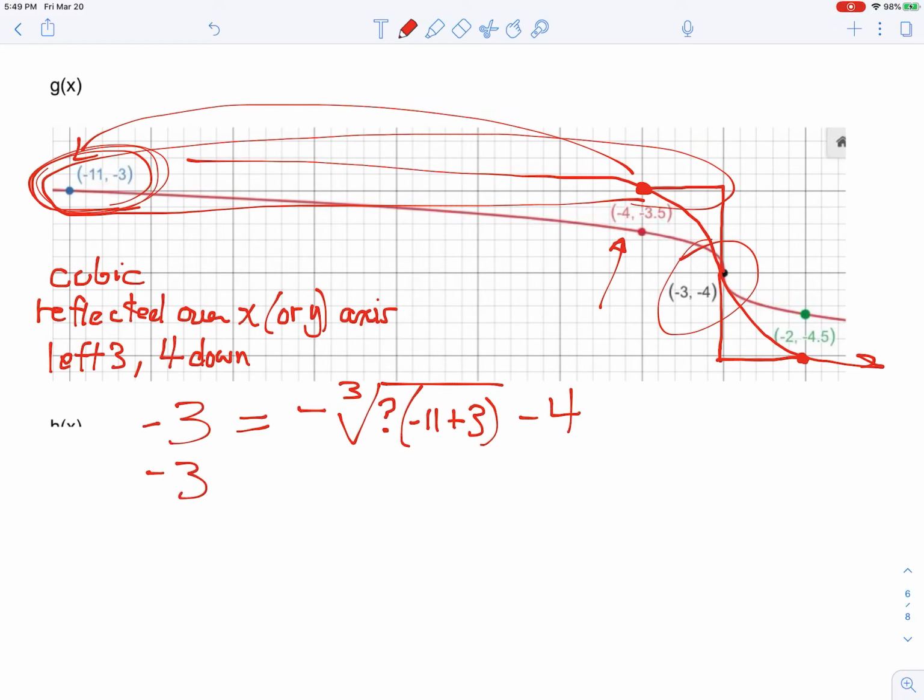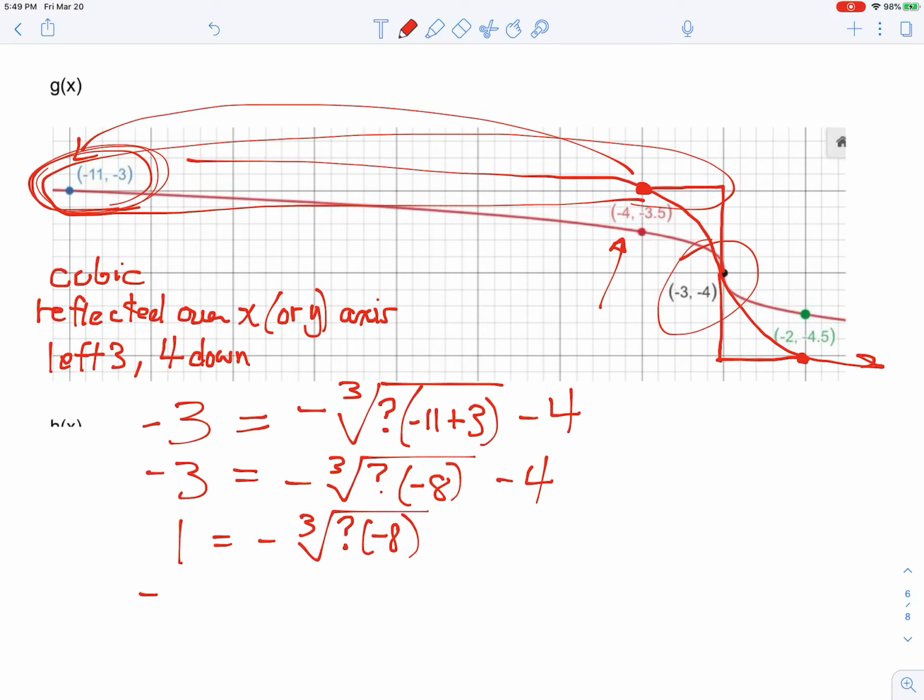solving. -3 equals, I'll take it step by step, the cube root of question mark times -8 minus 4. Let's add 4 to both sides. I get 1 equals negative cube root of question mark times -8. I'm going to multiply by -1 to make this now -1 equals cube root of question mark times -8. I just multiplied by -1.